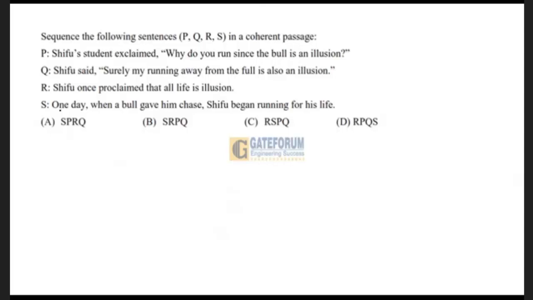This is from verbal ability. Sequence the following sentences named P, Q, R, and S in a coherent passage. Coherent means which has some meaning, proper meaning.